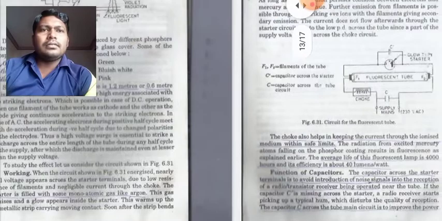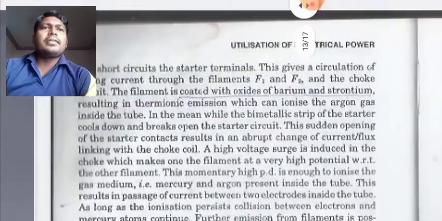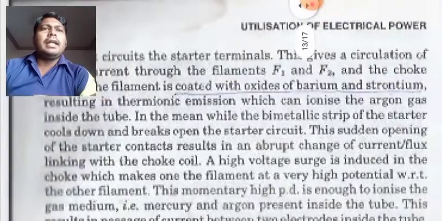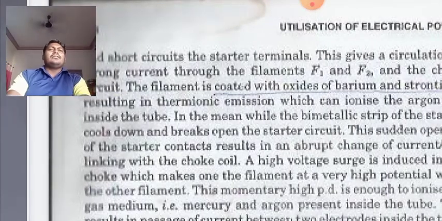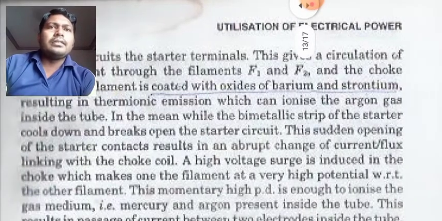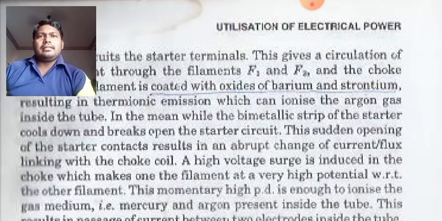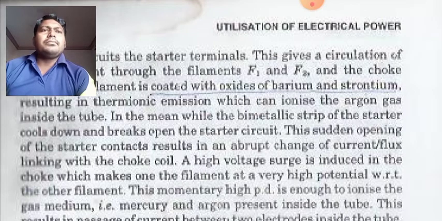Soon after, this strip bends and short circuits the starter terminals. This gives a circulation of strong current through the filaments F1 and F2 and the choke circuit. The filament is coated with oxides of barium and strontium, resulting in thermionic emission which can ionize the argon gas inside the tube. In the meanwhile, the bimetallic strip of the starter cools down and breaks open the starter circuit.